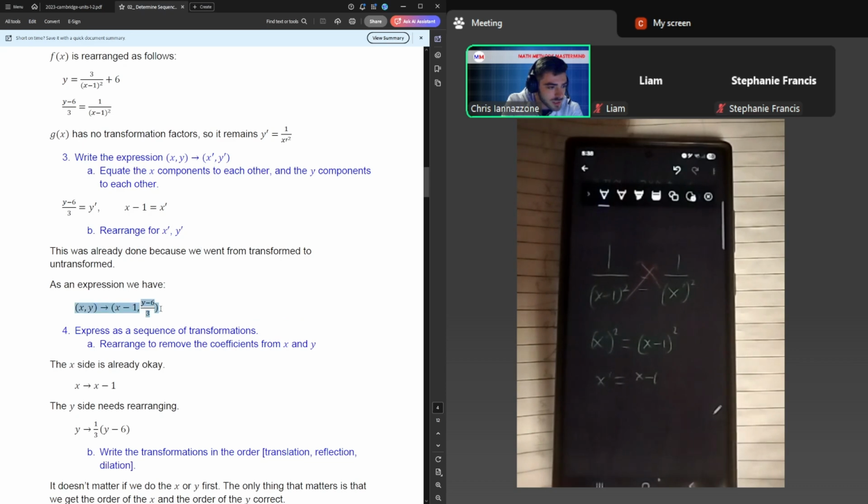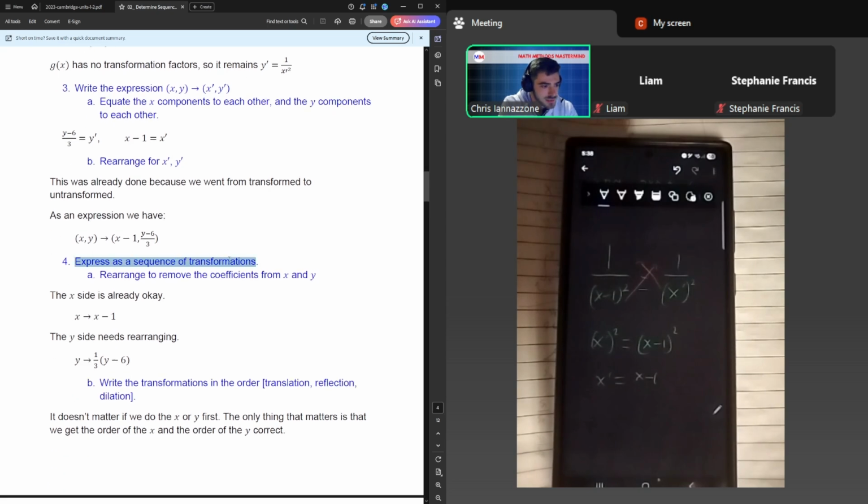Which means that we can write out our expression. We have (x, y) is the same thing as (x minus 1), that's our x dash, and (y minus 6) over 3, that's our y dash. (x, y) maps to this new transformed state. Under some circumstances, that's where you can leave the final answer. If it just says do it in the xy notation, that's what you give as a final answer. Most of the cases, you have to write it in words.